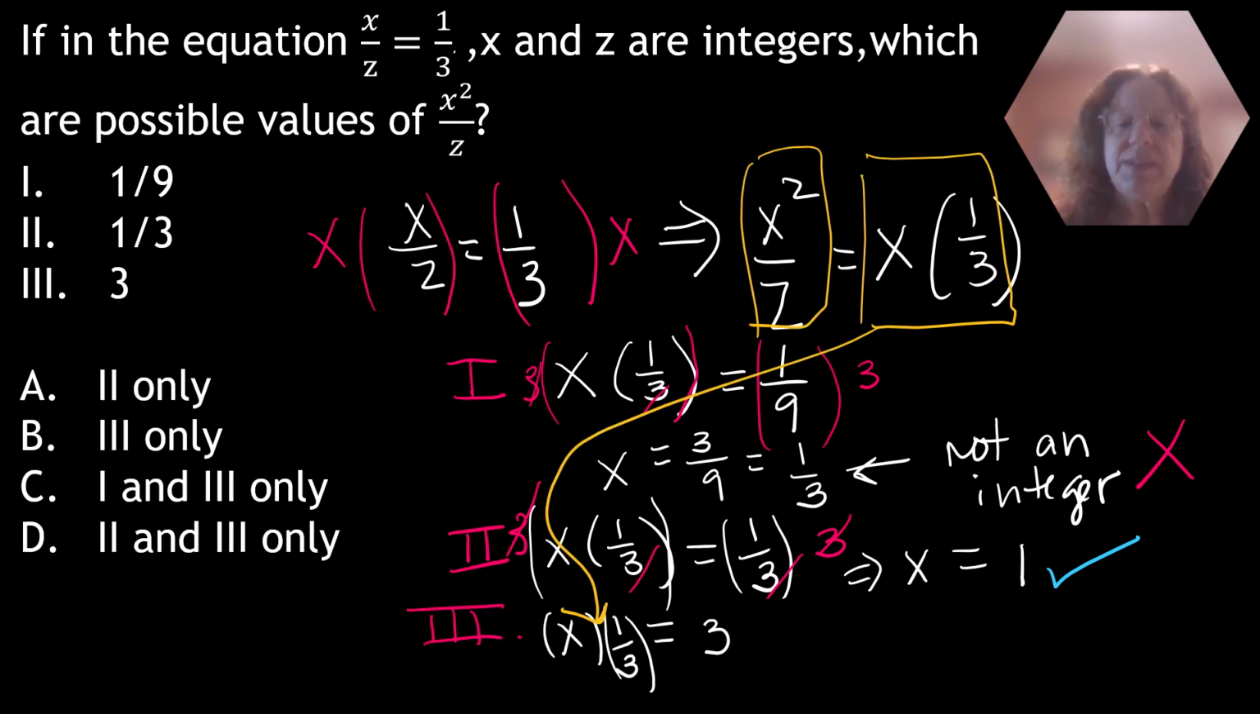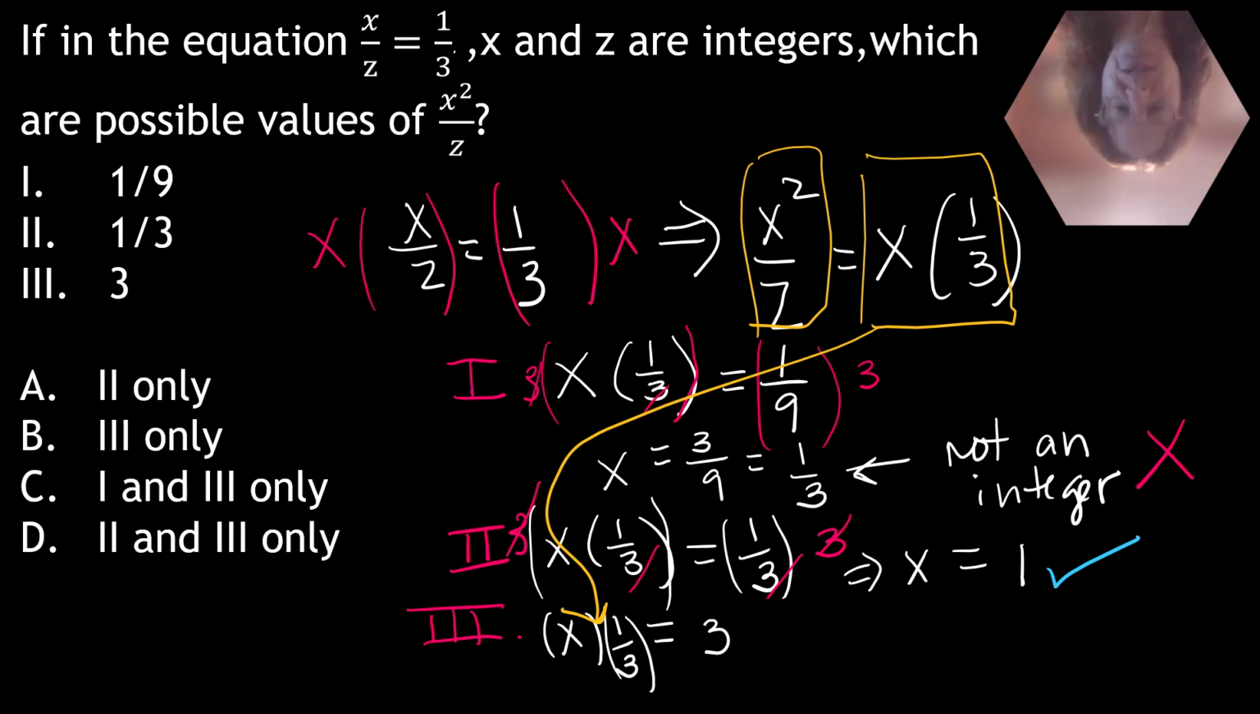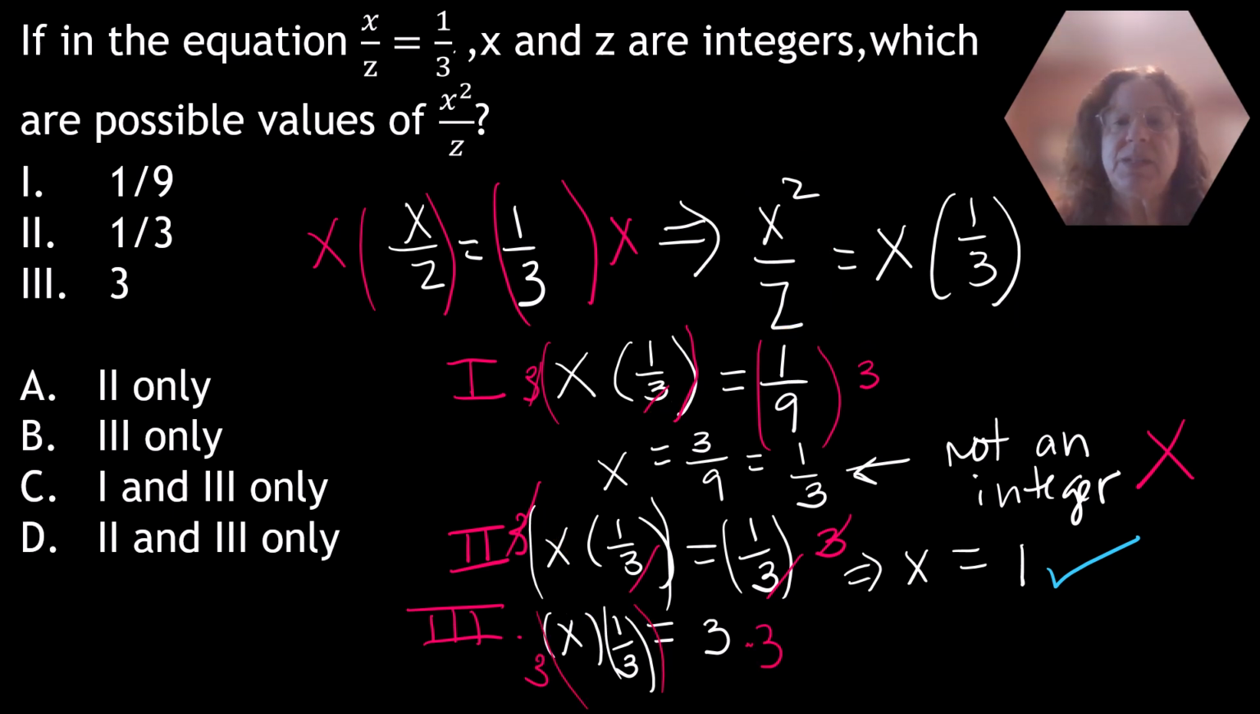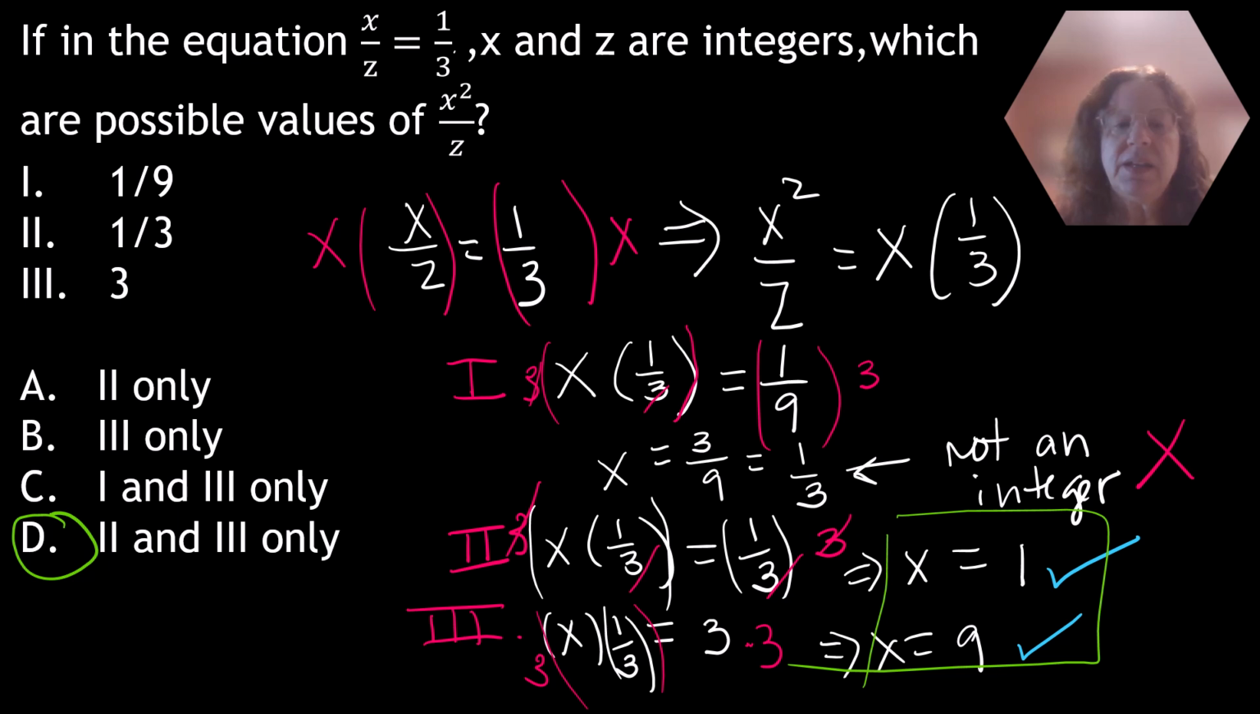And let's do the same thing with number 3, and we have x times 1/3. Set that equal to 3 and solve for x and see if that's an integer. Multiply both sides by 3, and we get x equals 9, which is an integer, so that's another possibility. So the numbers 2 and 3, x equal to 1, x equal to 9, are true, and D is the answer.